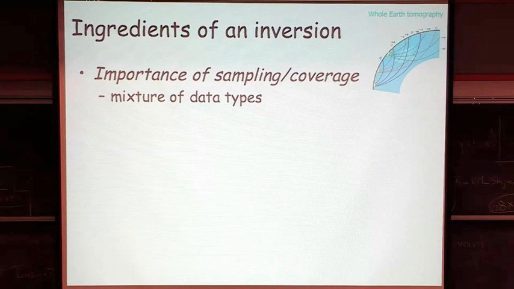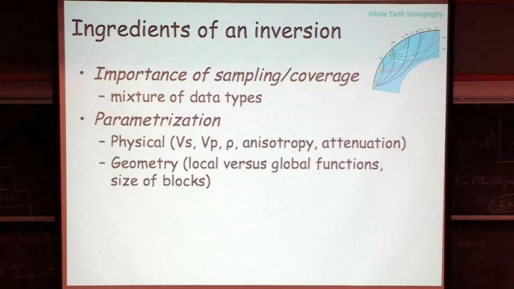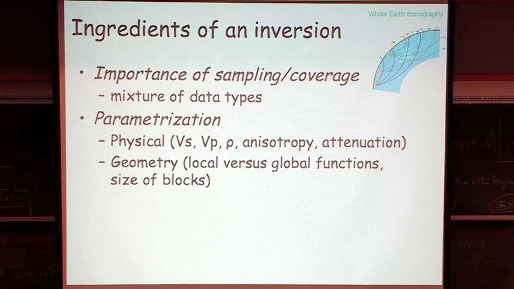Parameterization we discussed. There are two types of parameterization. I only discussed the geometry, right? Whether you're using blocks or voxels or spherical harmonics or splines of some kind, whether you use local versus global functions. Spherical harmonics are global, right? They describe a function globally with coefficients. The splines, spherical splines, would be a local parameterization. Blocks would be a local parameterization.